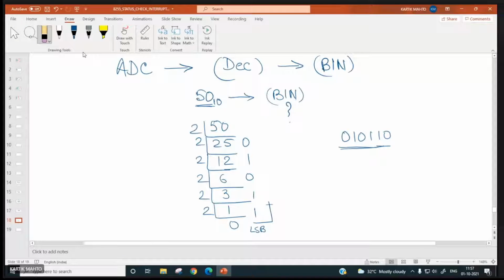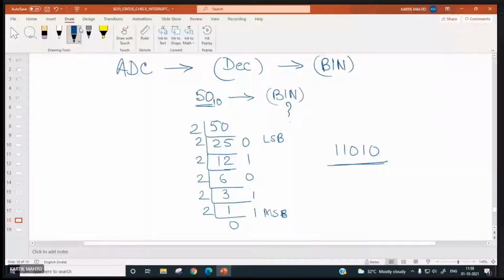So I was just looking whether students are aware of this or not. Okay, 11010. This is correct, na? This is correct? Yes, sir.